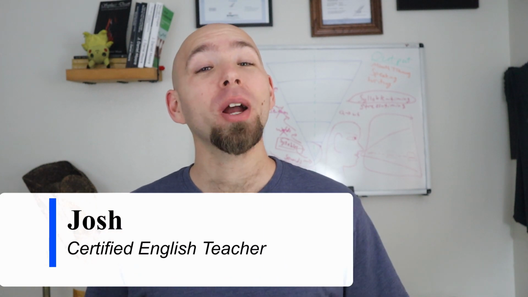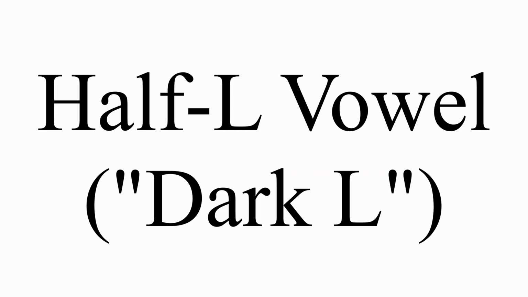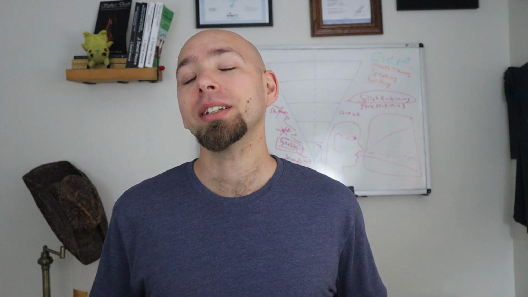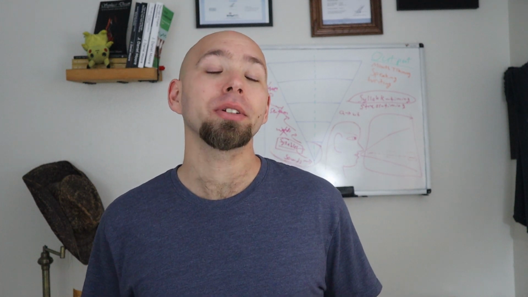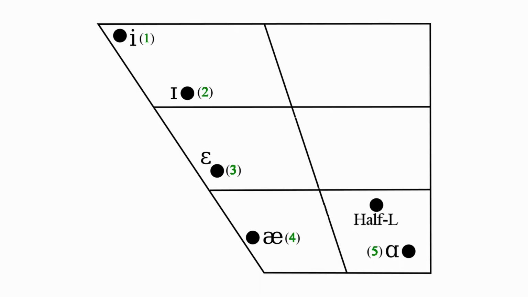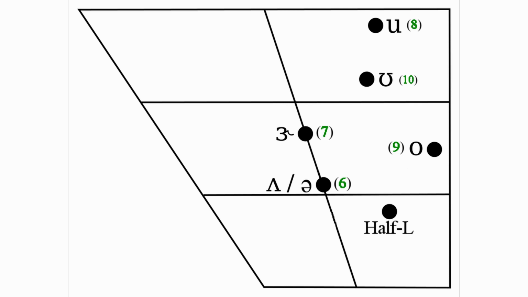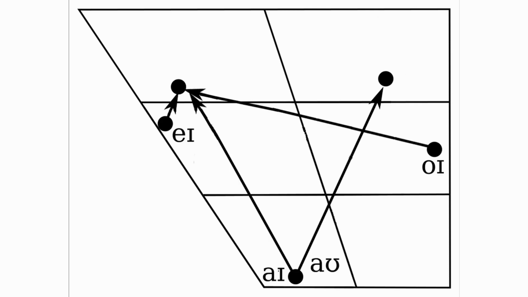Welcome to the extra practice and examples for the L-colored vowels, part 2. Last time we looked at examples of how the L sound can color the first 5 vowel sounds on the vowel chart. Today we will be finishing the L-colored vowel sound examples, including the diphthongs.